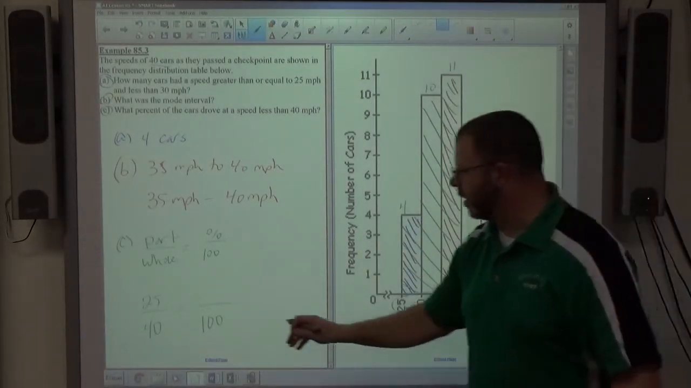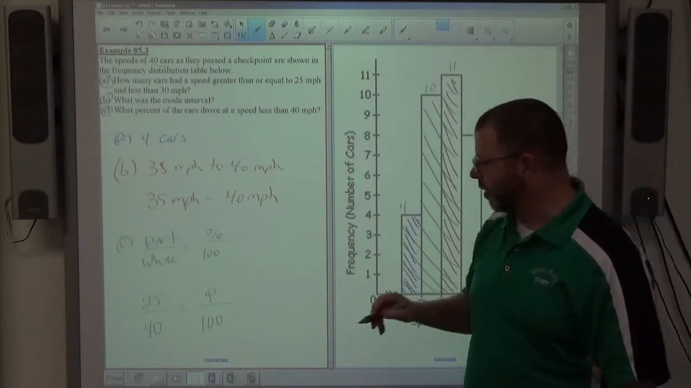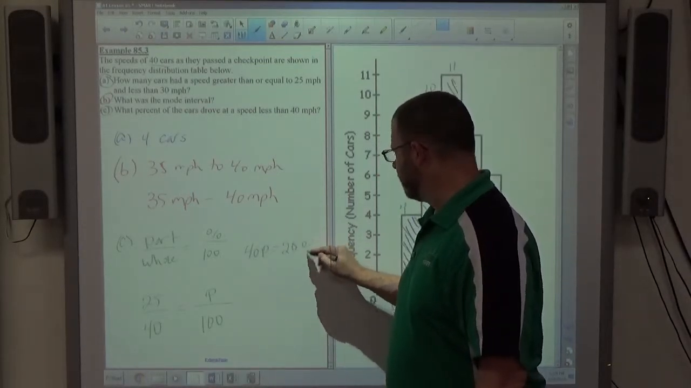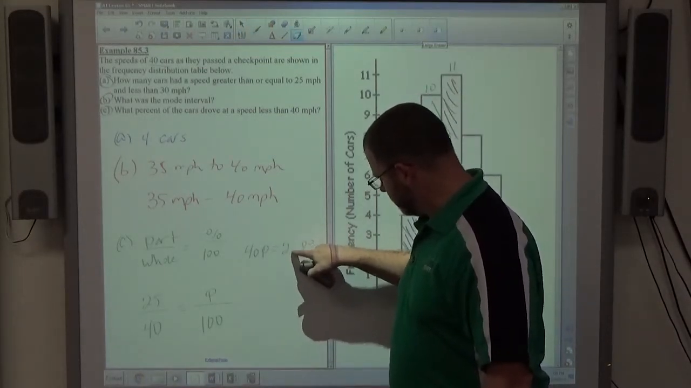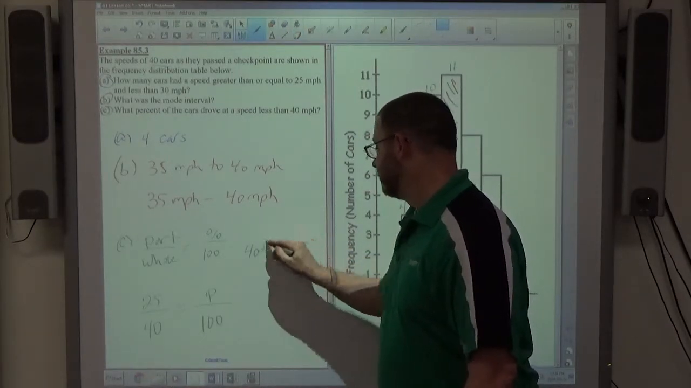And the percent is what we're looking for, so P over 100. And just like that, we got a nice little proportion. We cross multiply. 40P is going to equal 2,500. And maybe it's 62.5. Is it 62.5? Yep.